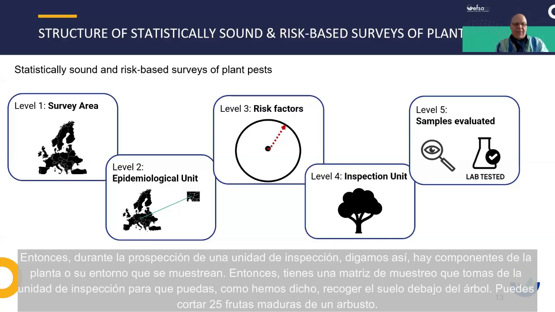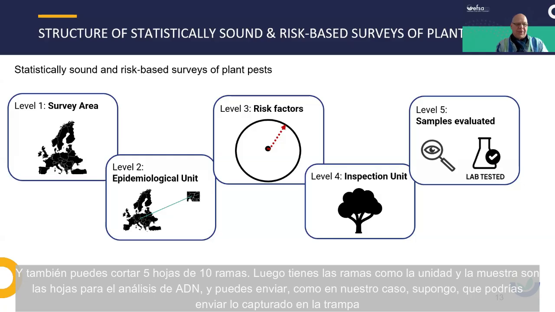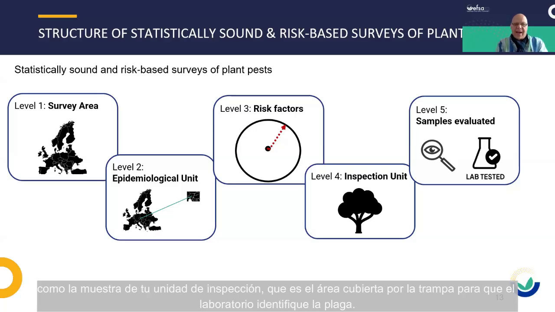You can slice 25 ripe fruits from a bush, and you also can cut 5 leaves from 10 branches. Then you have branches as the unit, and the samples are the leaves for DNA analysis. And you can send, as in our case, your trap catch as the sample from your inspection unit, which is the trapping area, to the laboratory to identify the pest imagos.